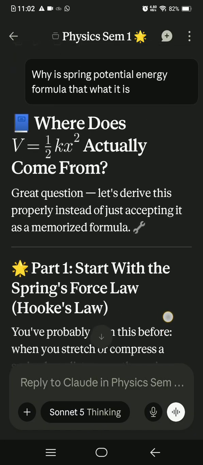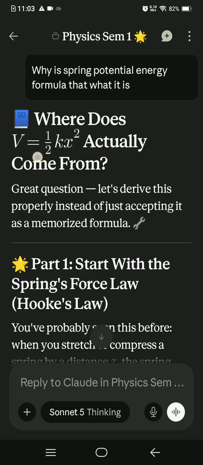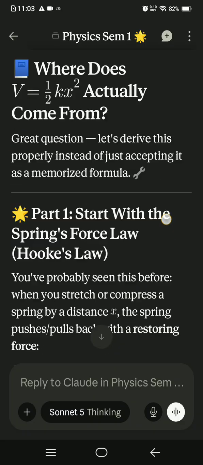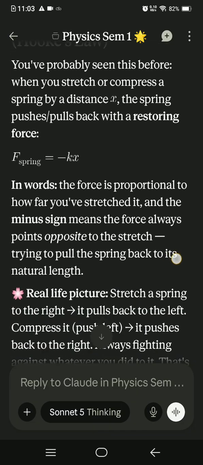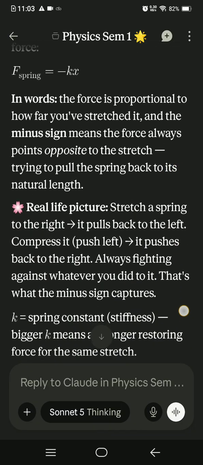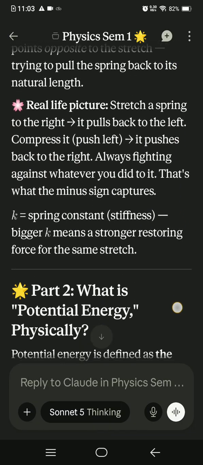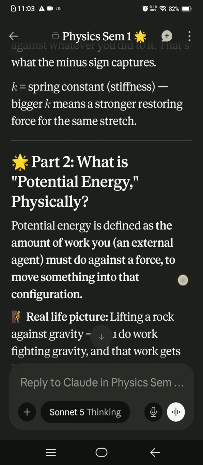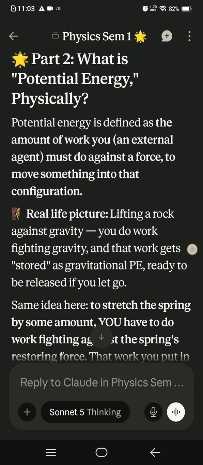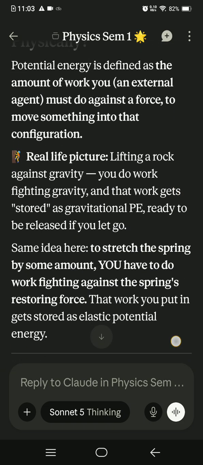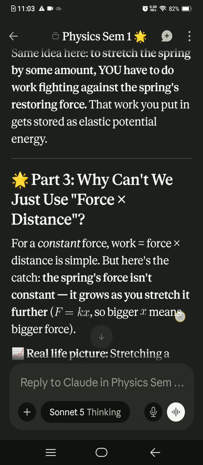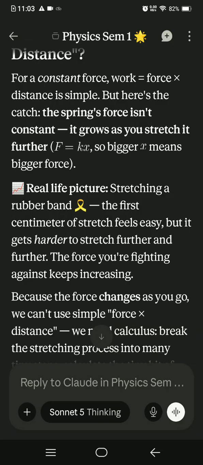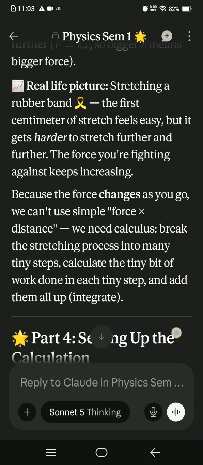If you are interested in this spring potential energy formula and how it is derived, you can read this part, or you may leave because this is not important. This is not exam relevant. But if you are interested, you can see. I'm just scrolling it slowly for you. You can pause and read if you want to. I don't think it is necessary actually, and I don't have that time.